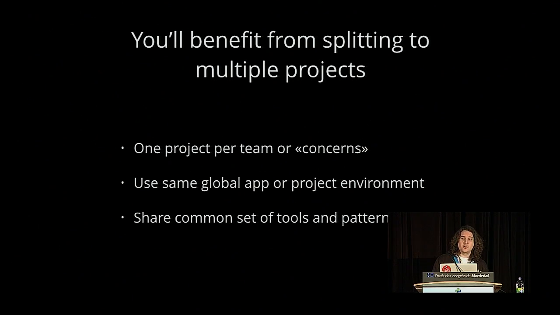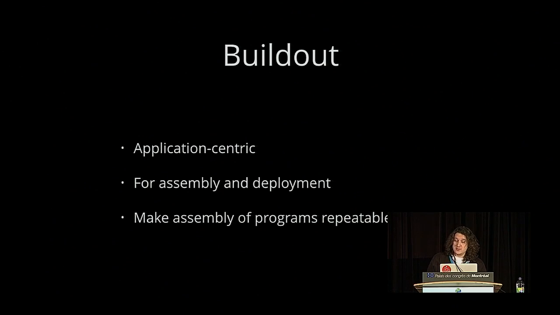Multiple projects could be per team or per concern. So in that case, it probably means back-end stuff and front-end stuff. Let's say we have a single page app, so we can have the back-end in a GitHub repo, a package, and the same for the front-end. But what we want is to use those projects under the same global app or project environment and share a common set of tools and patterns. So this is where Buildout entered the game.